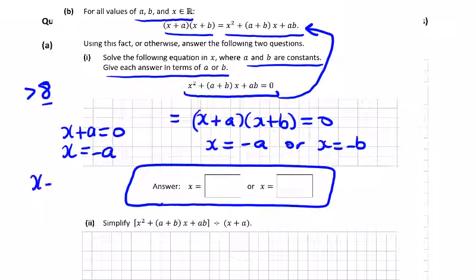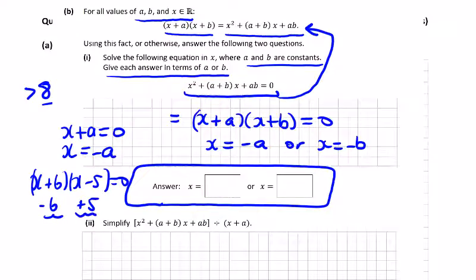Or you could give them random numbers, x plus 6. If it was x plus 6 by x minus 5, how would your solutions look? We'd have a minus 6 and a plus 5. They just change. So it's really just your knowledge of solving quadratics here. They dress it up into these kind of constants a and b to try and make it look a little bit more difficult. And there was 10 marks for this guy.